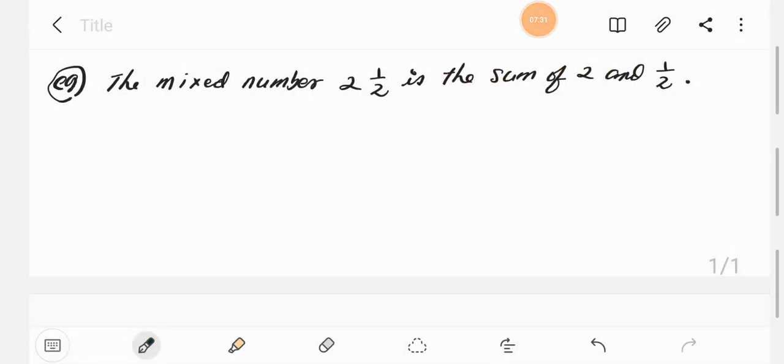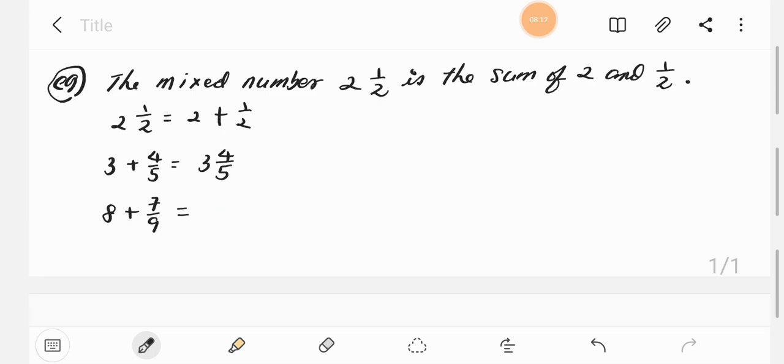Okay, here's a different type of example. This is also important. The mixed number 2 and 1/2 is the sum of 2 and 1/2. So we can write it something like this. You have a mixed number, then this can be written as a sum of 2 and 1/2. Okay, so how about this? What if we have something like 3 plus 4/5? Then this is equivalent to what? 3 and 4/5. Or if you have 8 plus 7 over 9, then you can write it as a mixed number, 8 and 7/9.